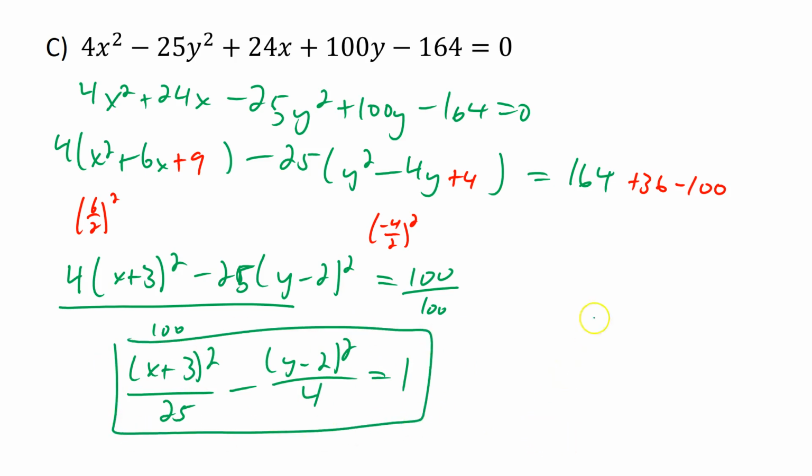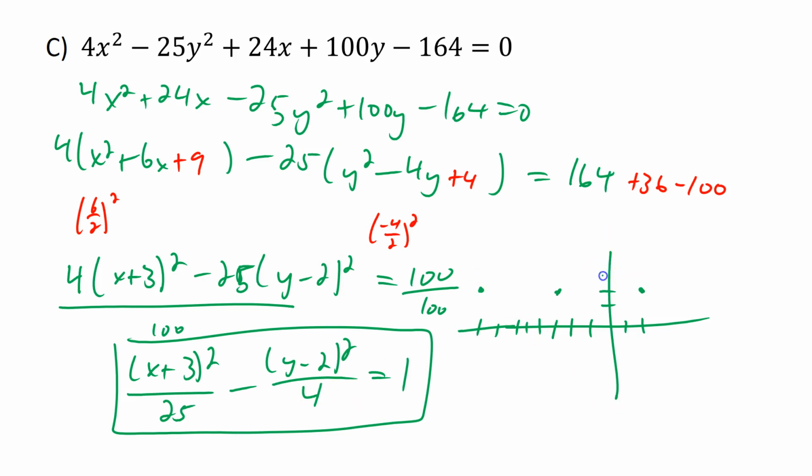Now, we're not asked to graph this, but why not? Let's give it a shot. So center is at negative 3, 2. There's our center. A is 5, because that's under the x. I'm going to go right 1, 2, 3, 4, 5, right there. Left 1, 2, 3, 4, 5, right there.